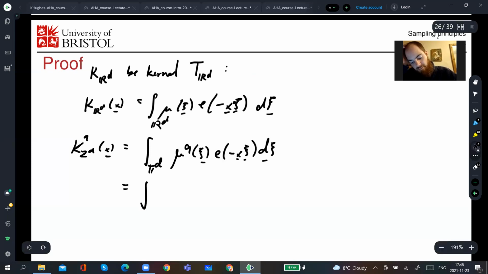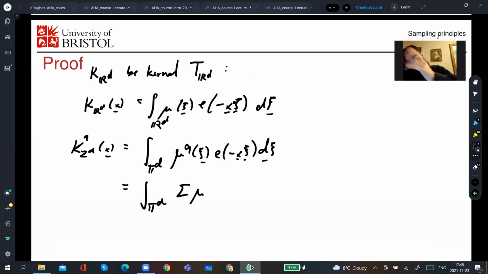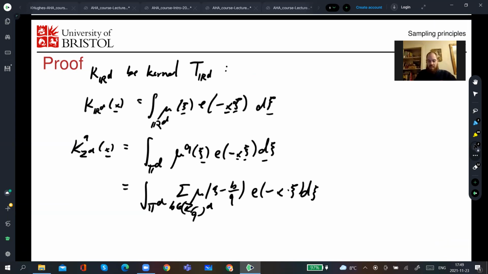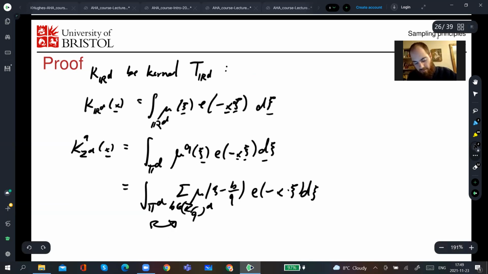It's the integral over the sum of this periodized version of mu. So mu of c minus b over q, for all b in Z mod q to the d, and e of minus x dot c. Okay, and you can switch these two, right? You kind of get a relation, see that these two are not too dissimilar. Okay, but they are not the same, and we're going to see what that means.